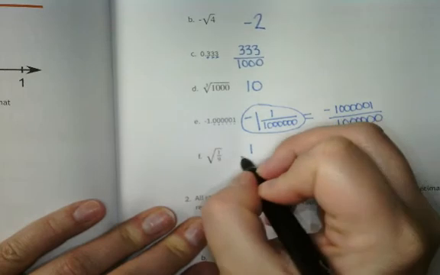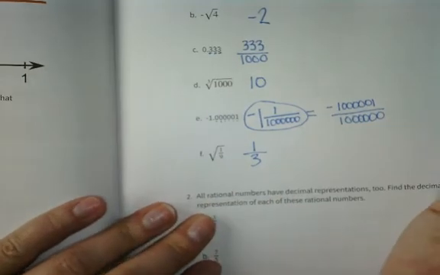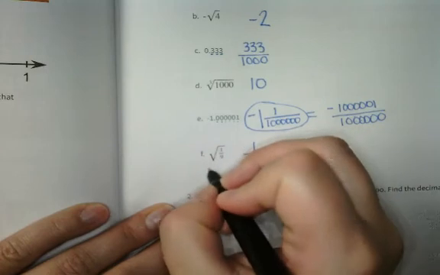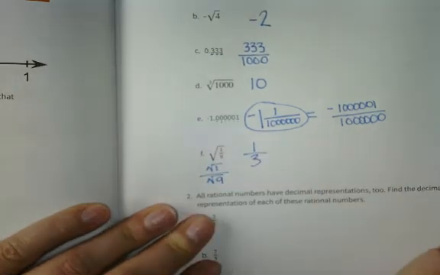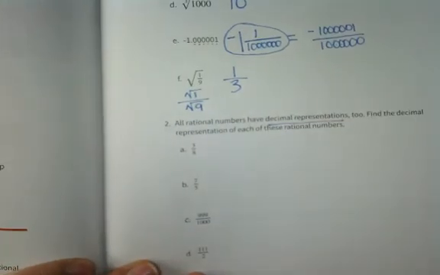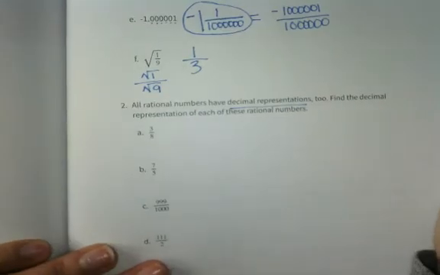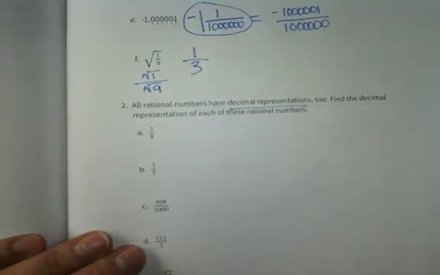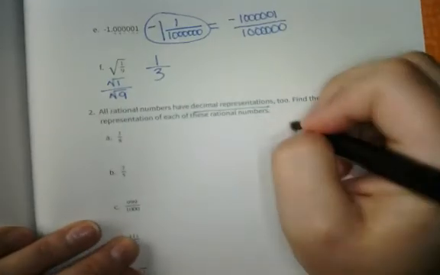And the square root of 1/9. Well, the square root of 1 is 1. The square root of 9 is 3. I always look at those as separate square roots, so even though it's in there, I do the square root of 1 over the square root of 9. Okay? All right. All rational numbers have decimal representations too. Find the decimal representation of these. Okay, so I know that you guys are feeling like, oh, I'm going to do this the easy way. Okay, whatever.